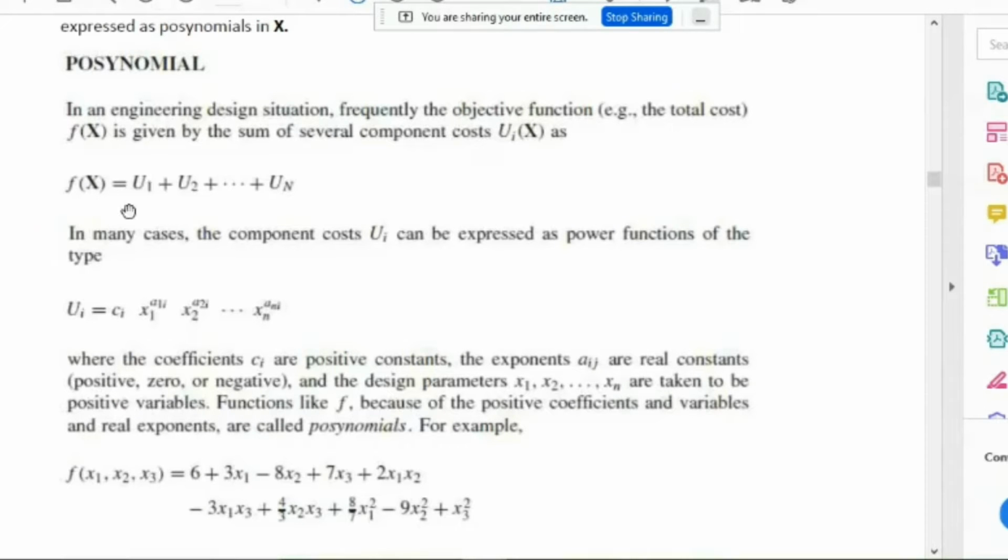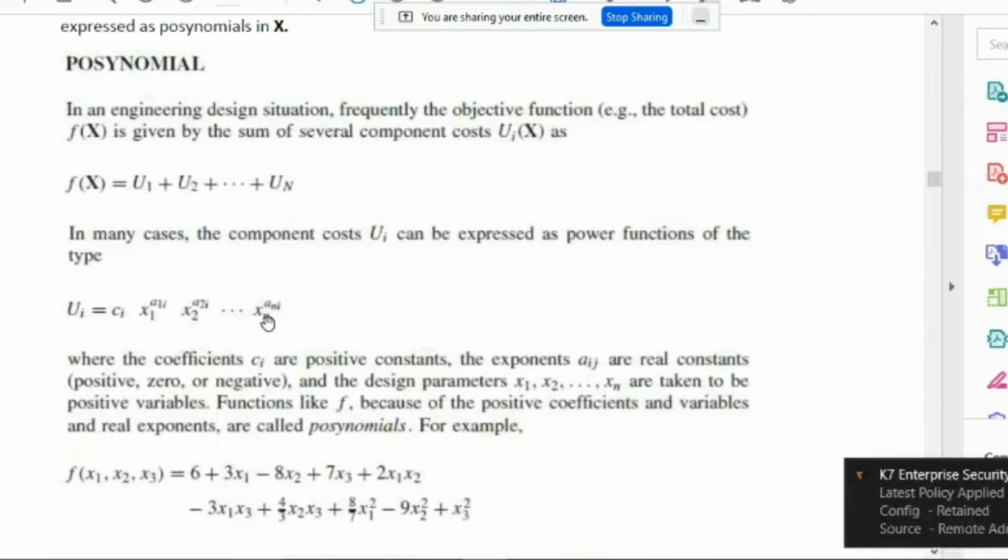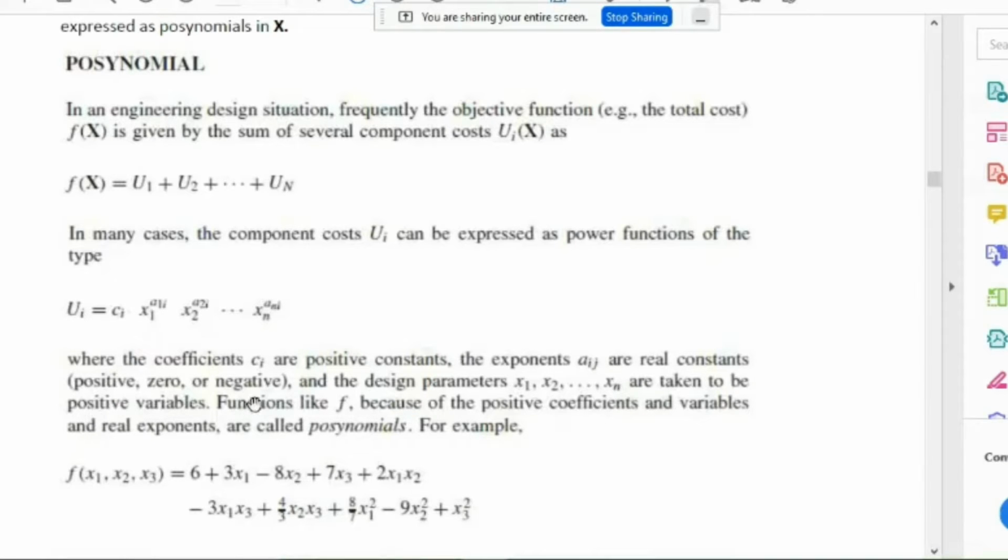In such a way, f of x is the sum of several cost components like u1 plus u2 and so on up to un, where each cost component is expressed as a power function of the type ci x1 power a1i, x2 power a2i, and so on xn power ani. That way the polynomial can be defined. That means the objective function is non-linear, in polynomial form, and the constraints are also in the form of polynomials, which are non-linear in nature.